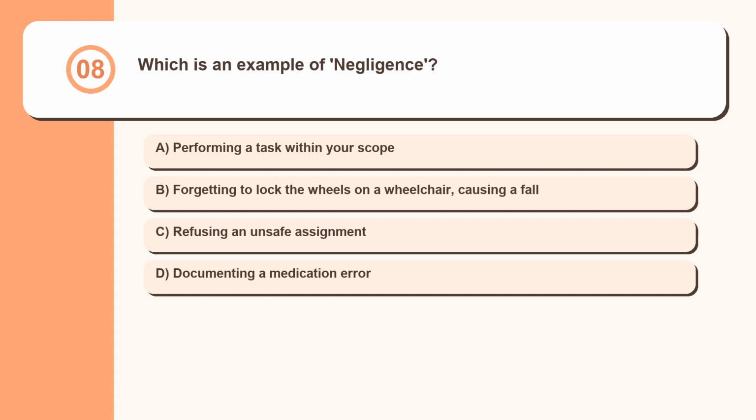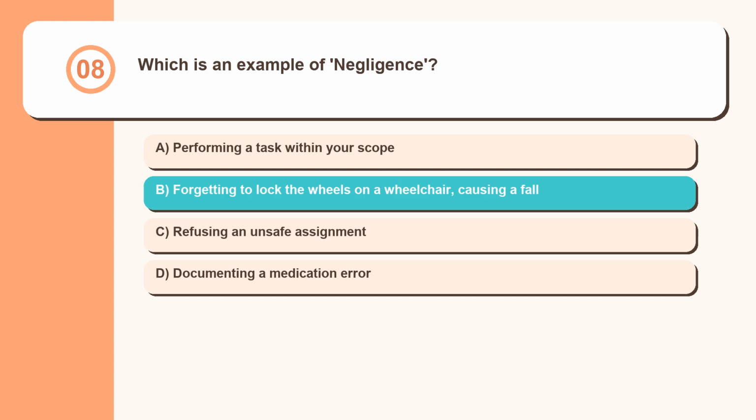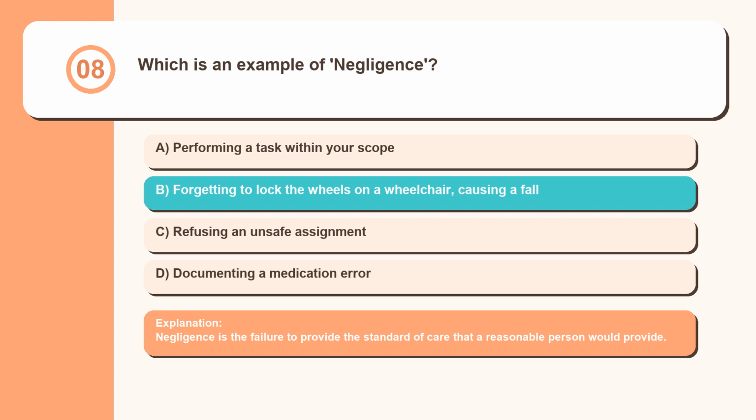Question 8. Which is an example of negligence? Performing a task within your scope, forgetting to lock the wheels on a wheelchair causing a fall, refusing an unsafe assignment, documenting a medication error. Negligence is the failure to provide the standard of care that a reasonable person would provide.